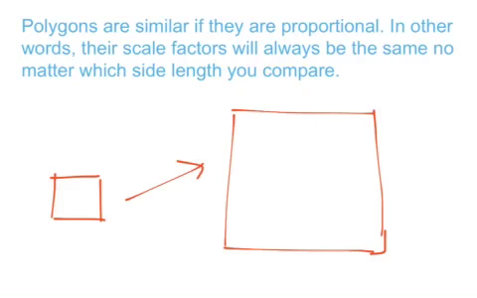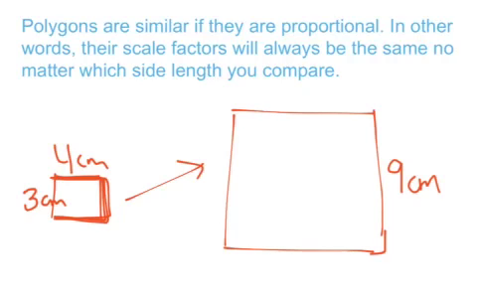So let's do a quick example here. If this image is 3 centimeters by 4 centimeters, and it's going to be enlarged to have a height of, let's say, 9 centimeters and a width of 16 centimeters. So we're going to compare the scale factors if we looked at the height and then the width.